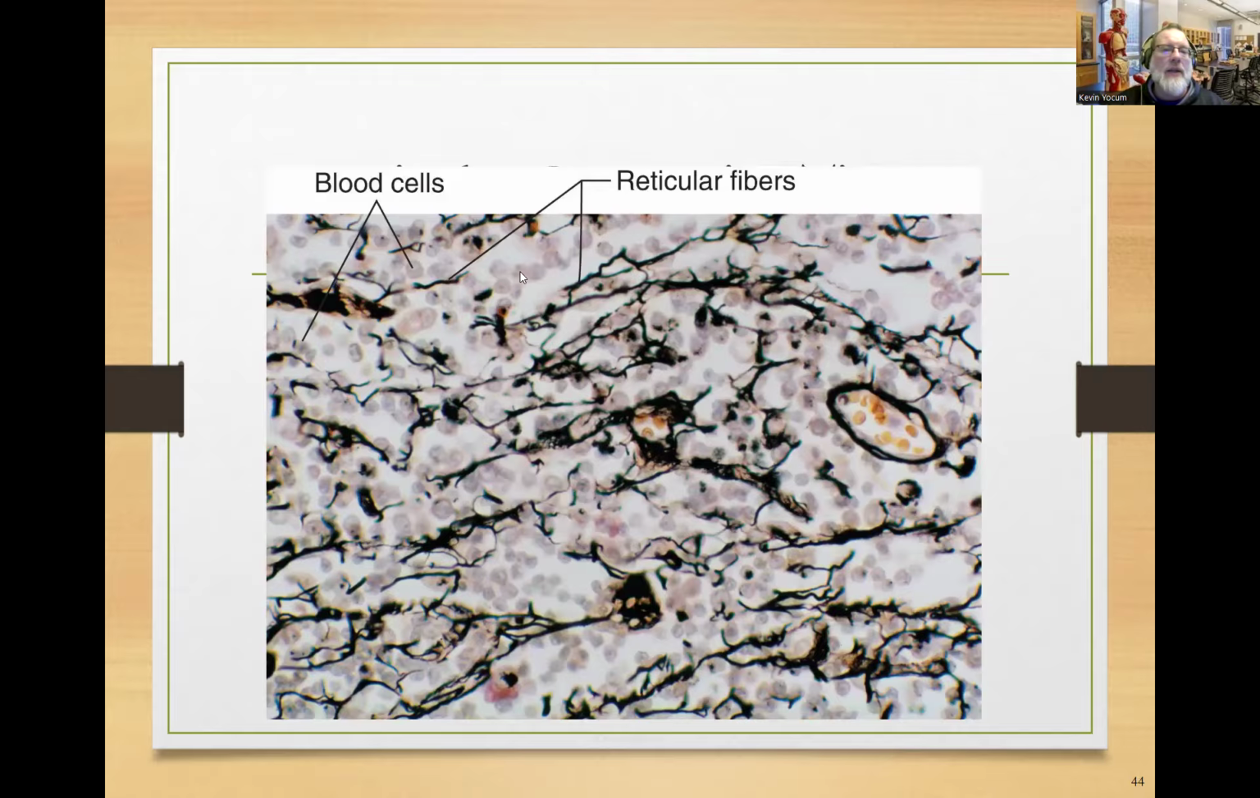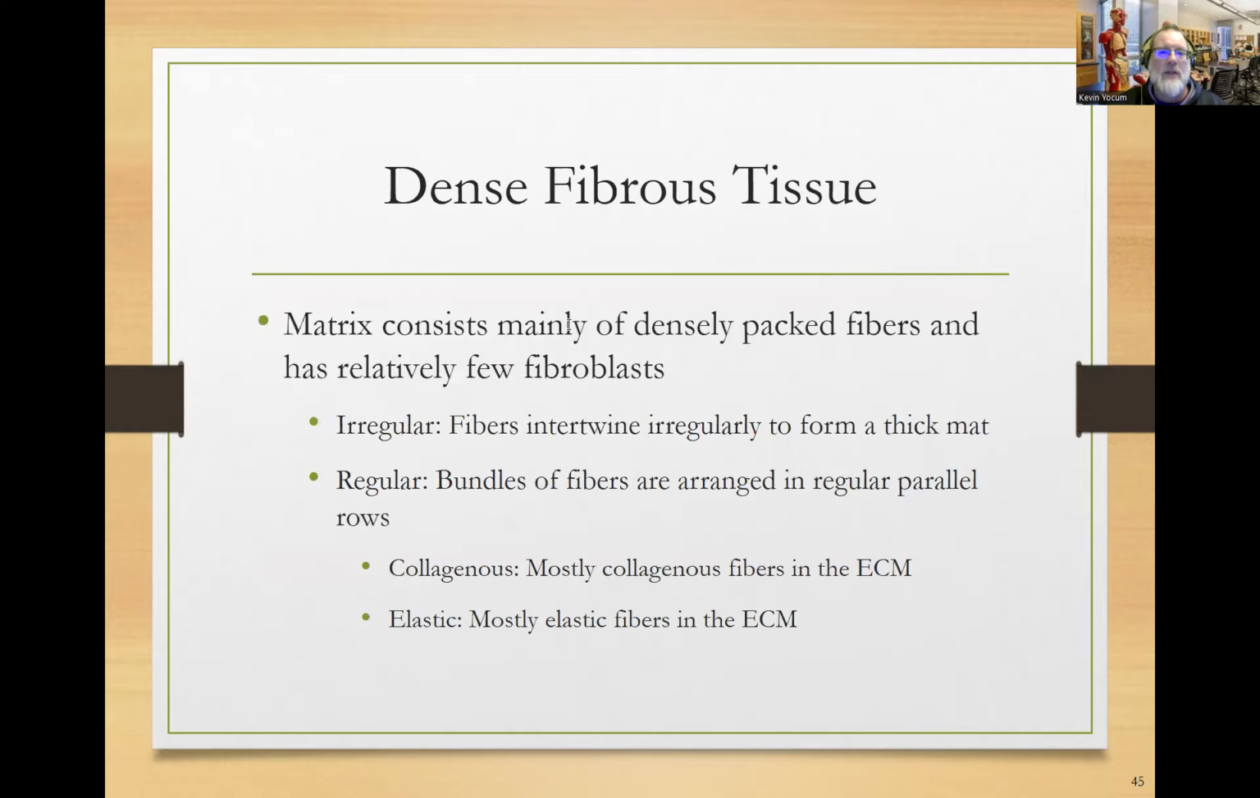So usually it's going to look kind of like this. All of these pink circles in here, those are red blood cells. They don't have nuclei. Some of these are white blood cells with nuclei in there. Like here's a white blood cell. Then you have all these little reticular fibers. So this is definitely reticular connective tissue.